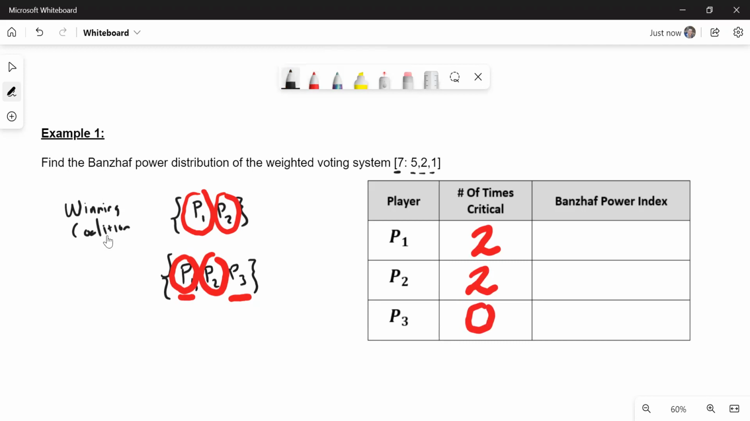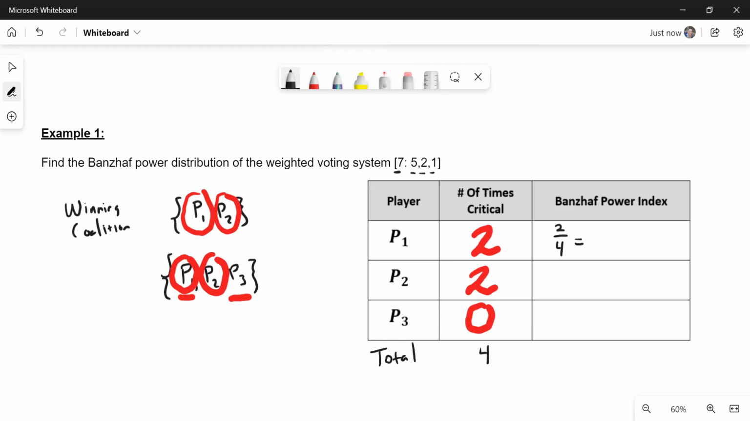All right. Then you take a look at converting those. That's the count. That's number 3 done. Number 4 is converting those to the percentage. So the way you do that is take a look at the total number of times that people were critical. 2 plus 2 plus 0 is 4. And then you give them a percentage by looking at the fraction. For player 1, they had 2 out of the 4.